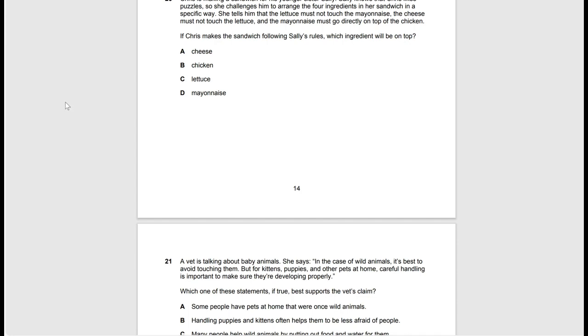Moving on to question 20. Chris is making a sandwich for his younger sister Sally. Sally knows that Chris likes puzzles, so she challenges him to arrange the 4 ingredients in her sandwich in a specific way. So we know that Sally has 4 ingredients in her sandwich and that Chris is going to arrange these ingredients for her. She tells him that the lettuce, L for lettuce, must not touch the mayonnaise, M for mayonnaise.